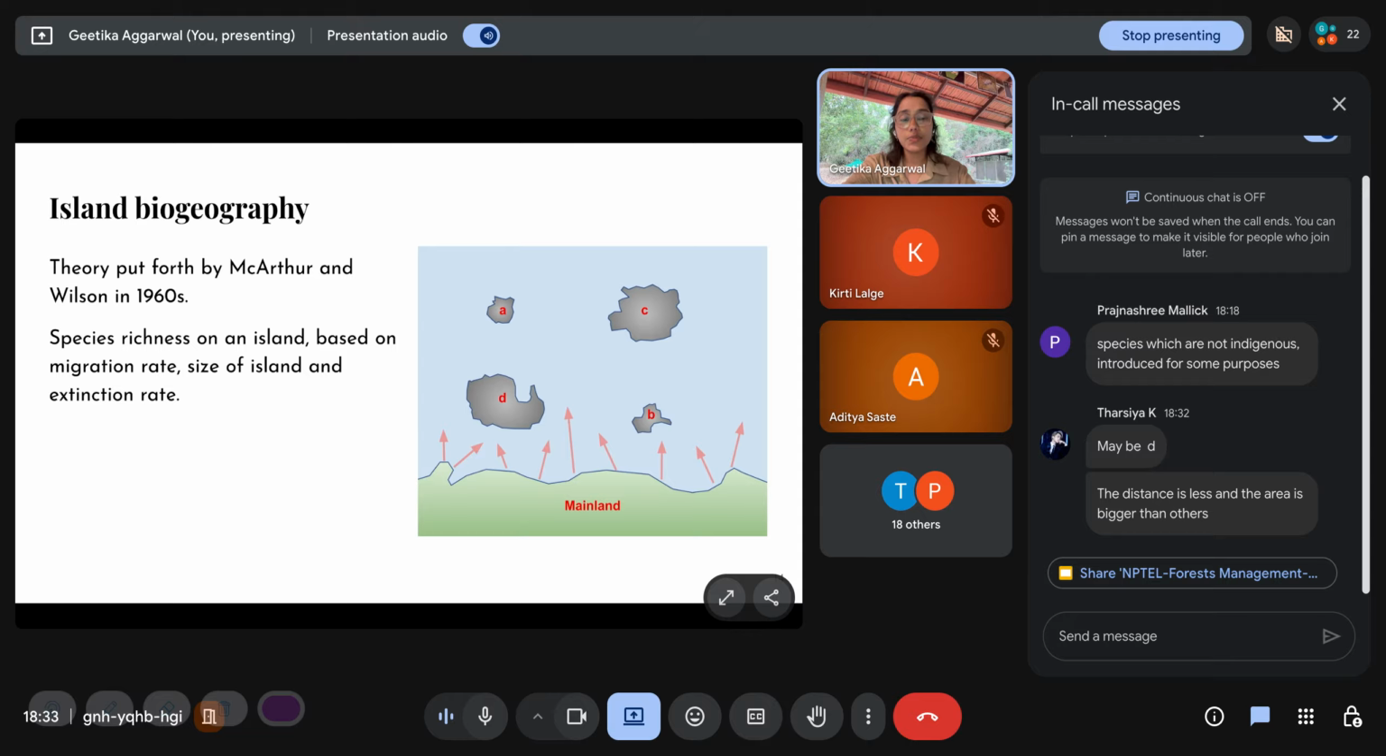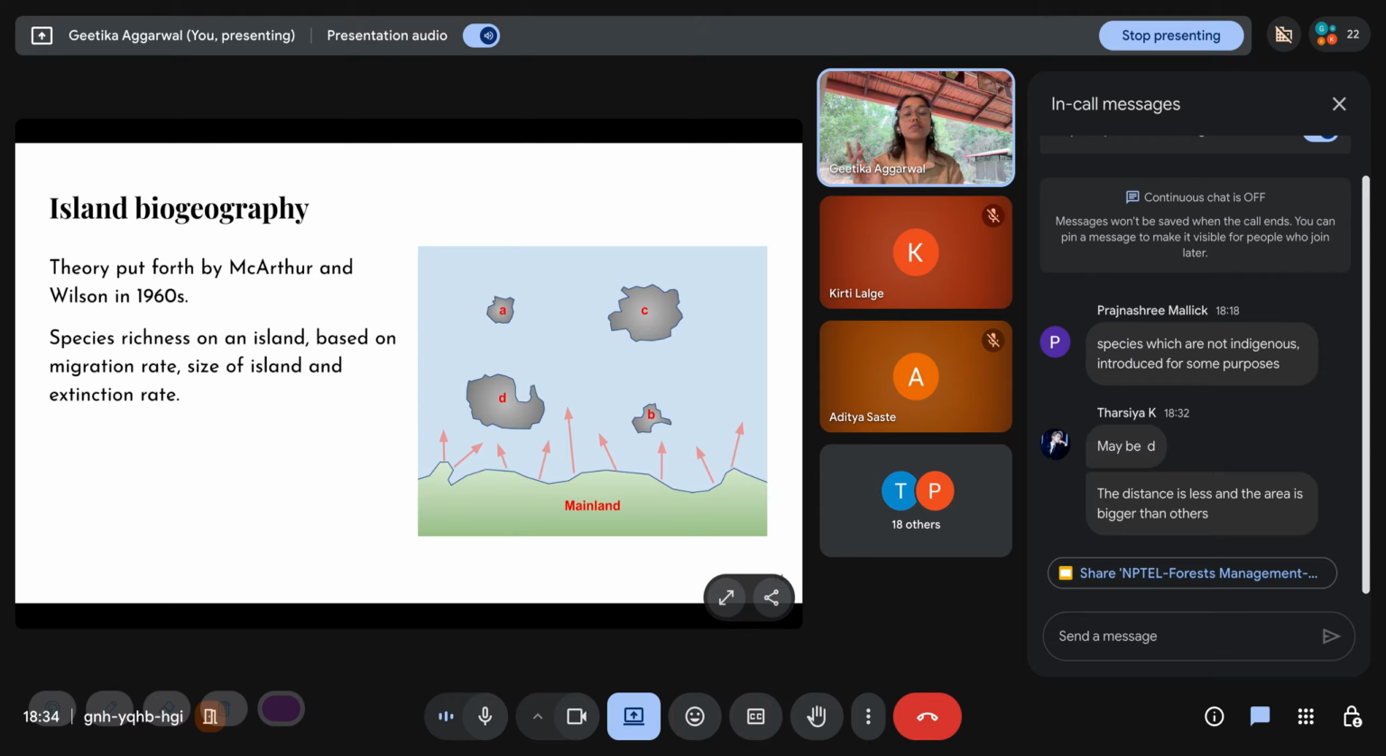So distance is one aspect that plays a role in the species richness on an island. The islands which are closer to the mainland will have more immigration, more species coming in from the mainland, compared to the islands which are further away. Second thing is the area of the island. If an island is bigger than the other, then it can support more species, either because it has a diversity of habitats, or because it can support greater population sizes, right? So in that case, C and D can actually support more species compared to A and B, right?